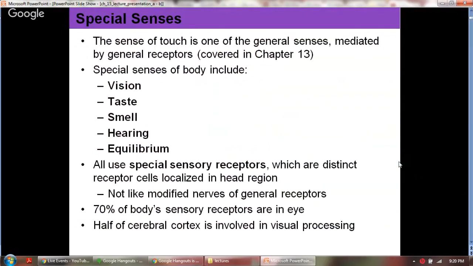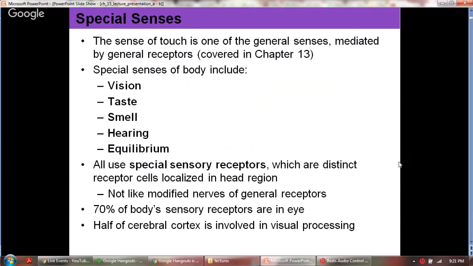With relation to the special senses, the sense of touch is one of the general senses, which is mediated by general receptors. We have covered that in chapter 13. The special senses of the body include vision, taste, smell, hearing, and equilibrium. All use special sensory receptors, and they are very distinct and localized in the head region.